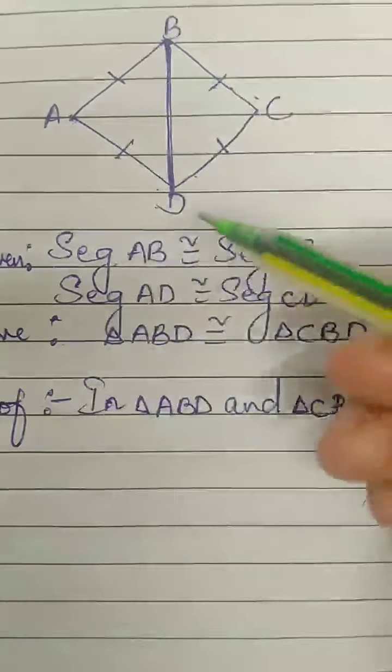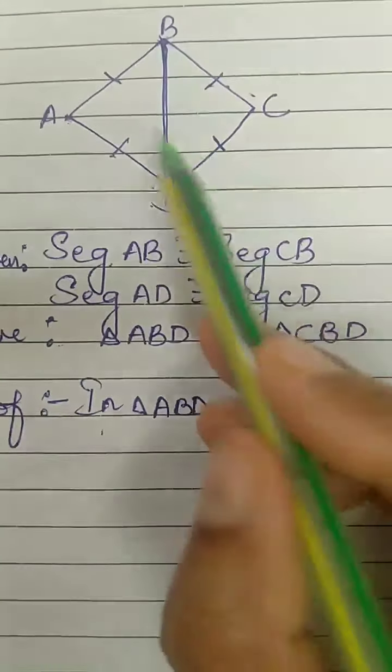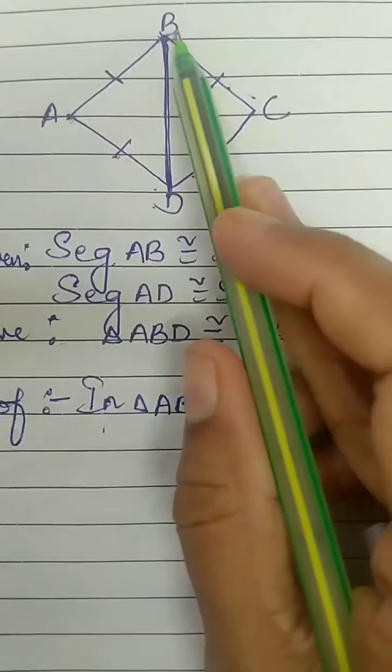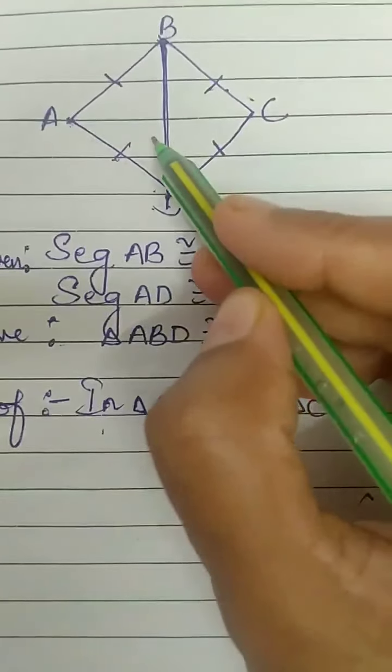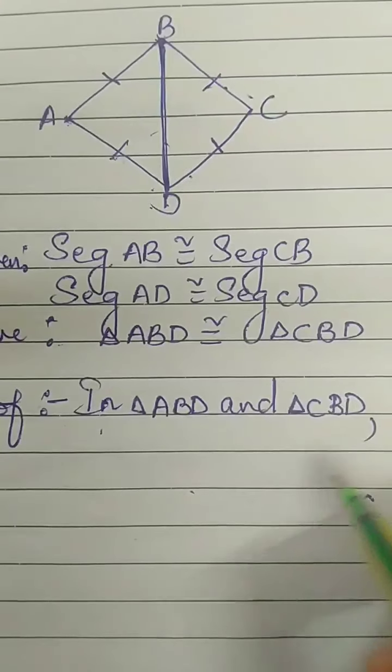Now, which is the third thing that you want? You want three things, no? To prove two triangles congruent. So, two you got. What is the third one? This one, that is side BD. Side BD congruent to side BD. Reason, common side.